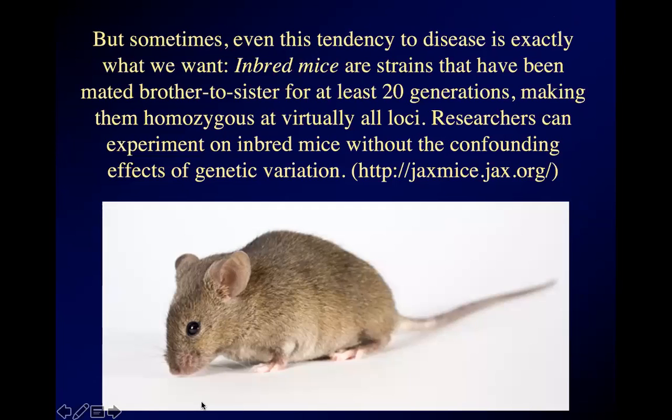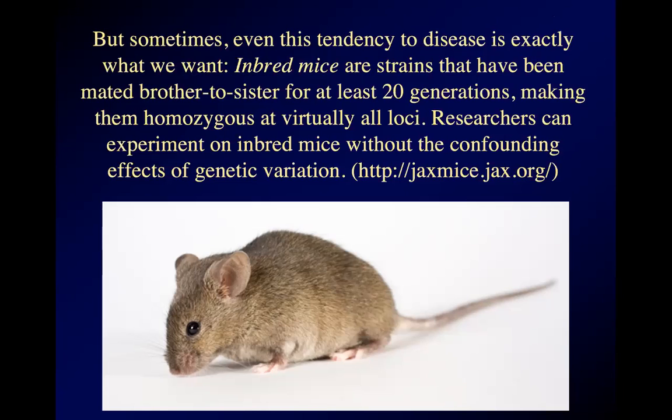Real quick, this just has some pictures. I was talking about this last go around. Inbred mice have been mated brother to sister for at least 20 generations. They're homozygous at virtually all of their loci. They're virtually clones of each other.